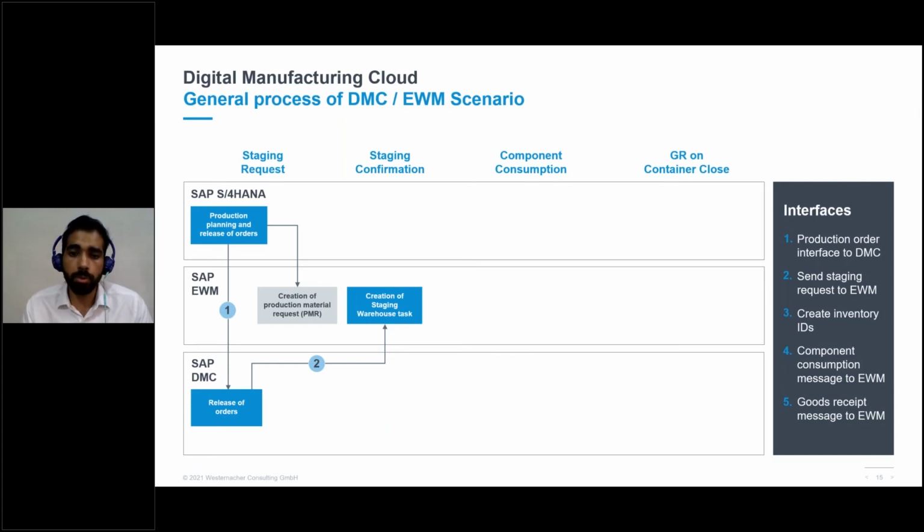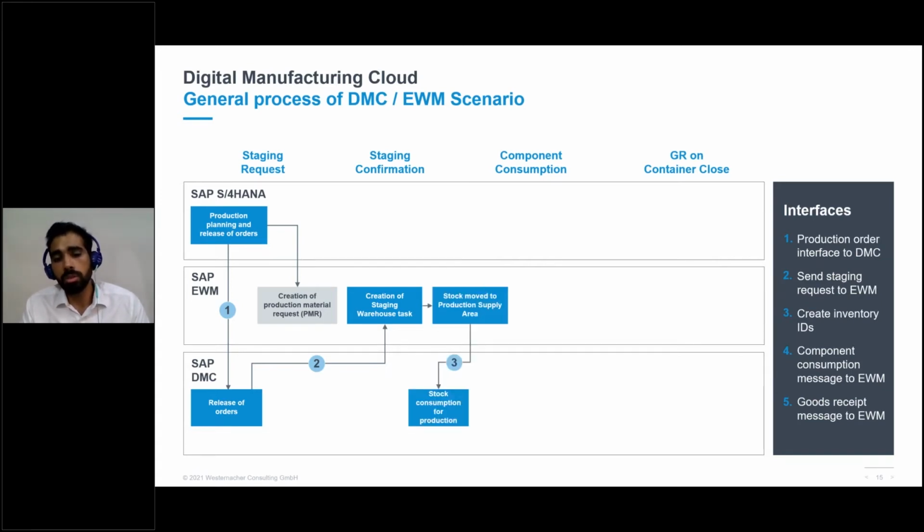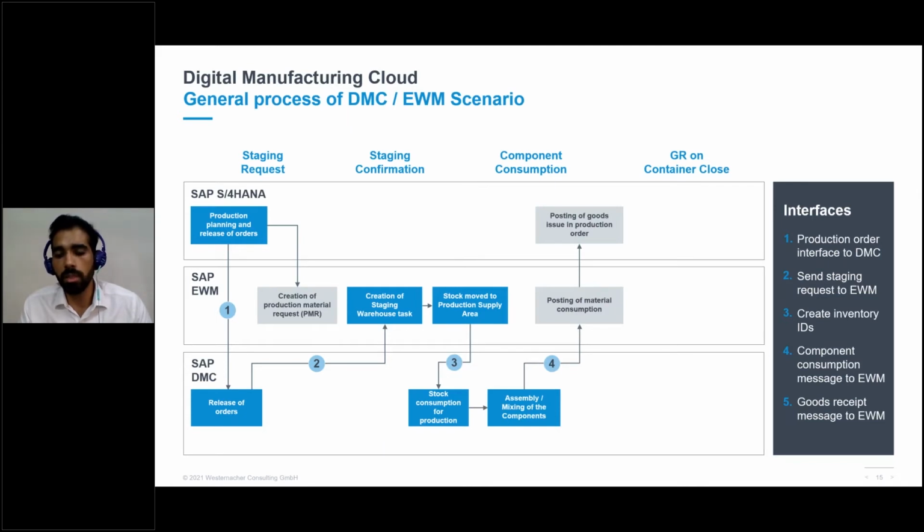The stock will be transported from the warehouse to the production supply area. Once the stock is in the production supply area, there is an interface which immediately transfers the same to DMC. DMC is informed that the stock is now in the production supply area. We'll follow this up with stock consumption initiated in DMC, which will be followed by goods receipt. Again, that will also be initiated in DMC.